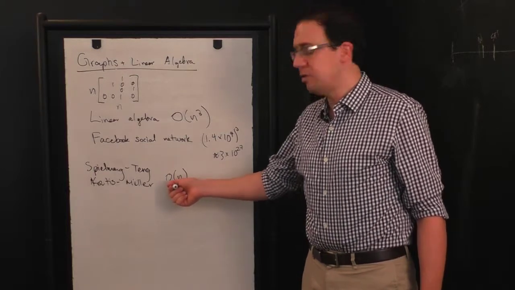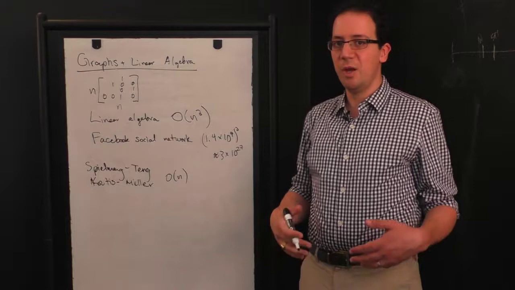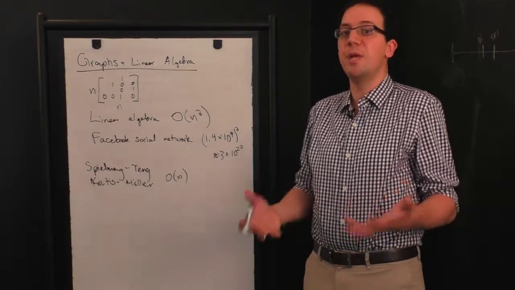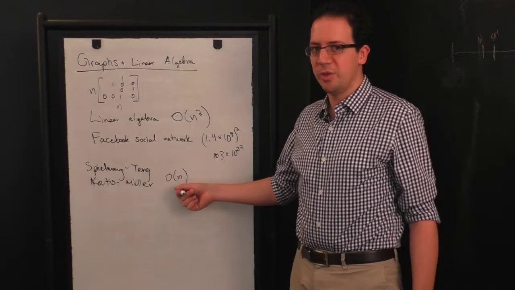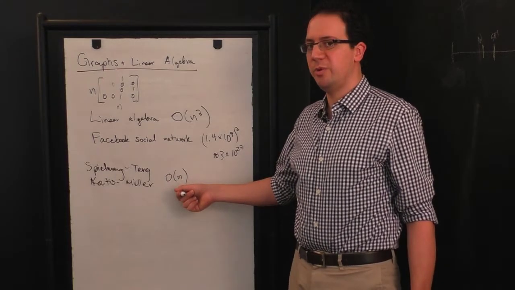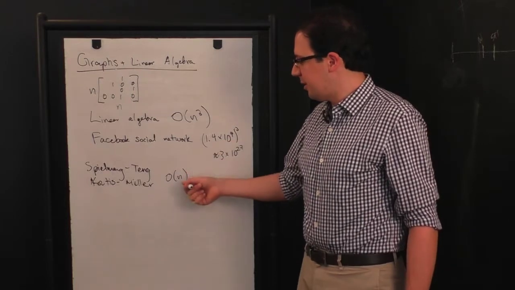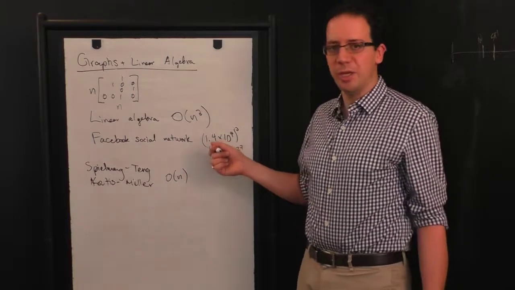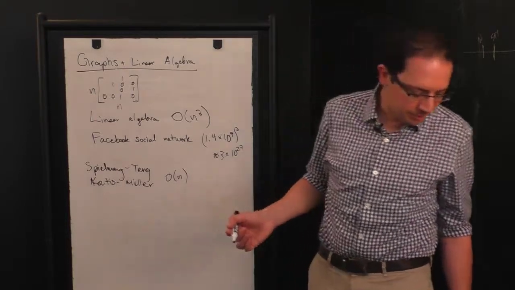You can't really do better than this, because order n time is what you need to at least read the input. So yeah, this could be some constant multiple of that, but it's only a constant multiple. So you really can't do a lot better than this. And on the Facebook social network, a few billion operations is really not a big deal. You can probably do it on your laptop.